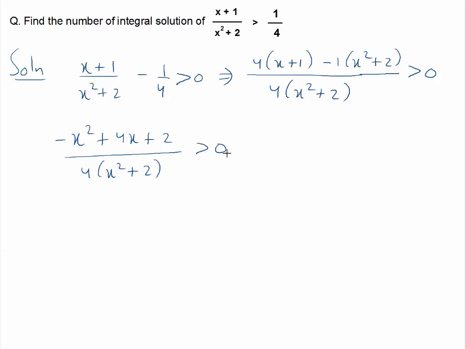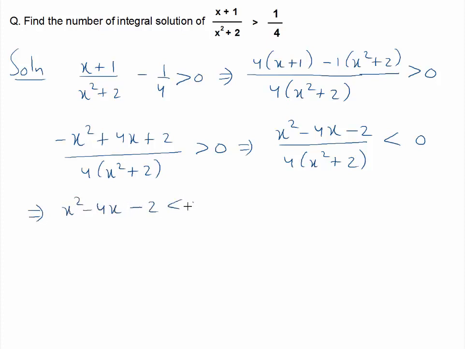Now we can multiply both sides by minus 1 so that we can make this positive. So this will become x square minus 4x minus 2 divided by 4 times x square plus 2 is less than 0, because we multiplied both sides by a negative sign. So the inequality changed. Now if you look at x square plus 2, this is always positive. Since this is always positive, we can cross multiply this and get rid of it. So this will imply x square minus 4x minus 2 is less than 0.